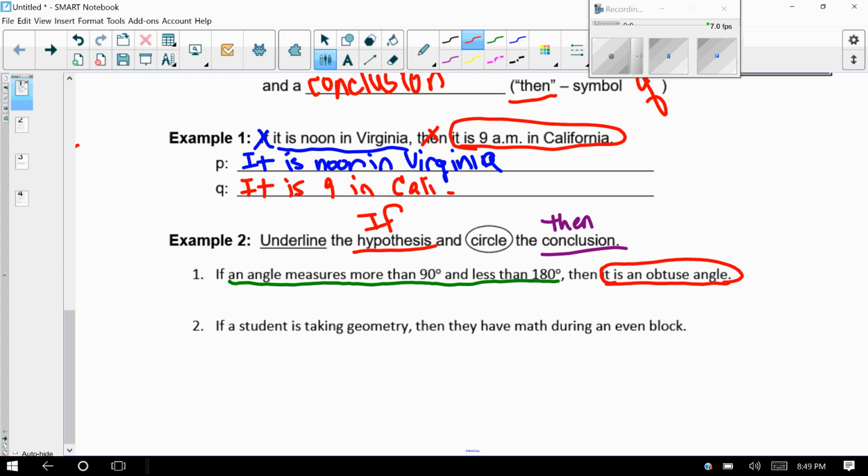All right, after the if, that is your hypothesis. So my hypothesis is a student is taking geometry. After the then, that is my conclusion. So my conclusion is they have math during an even block. Go ahead and flip your paper over to the next side.